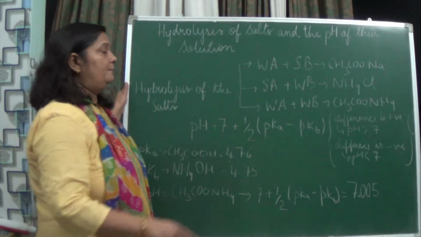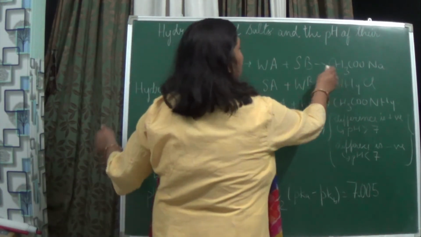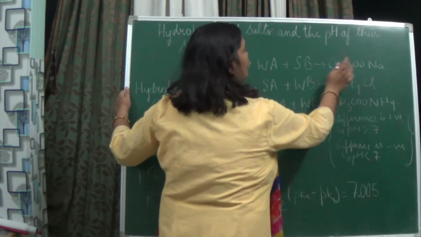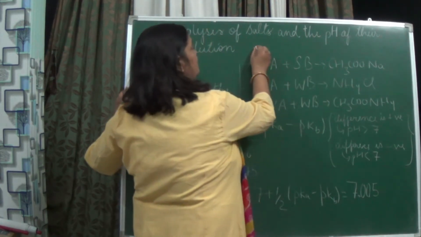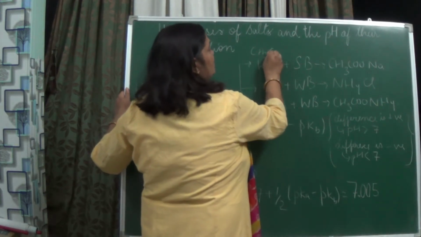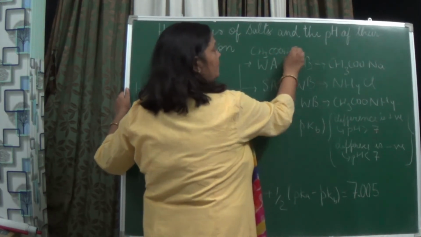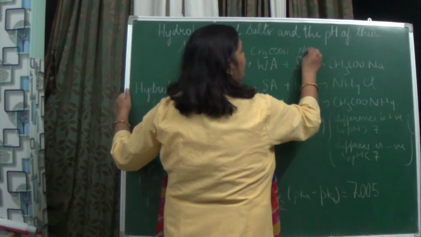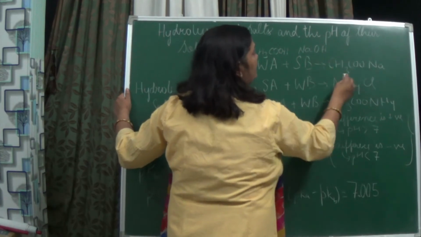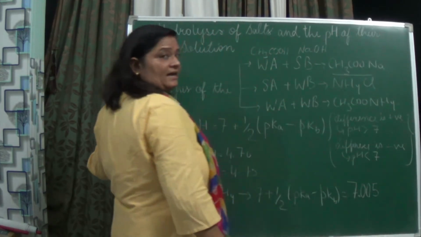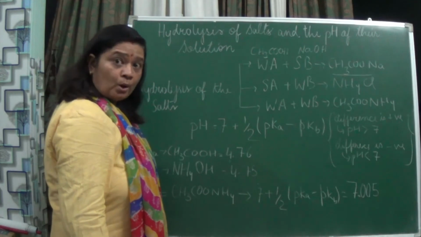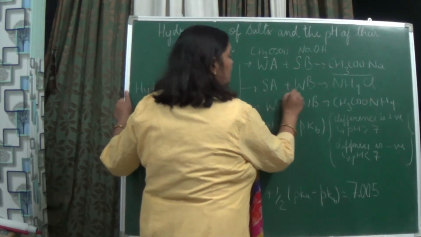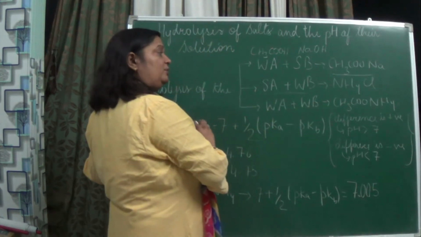The product, for example, is sodium acetate. How has it been formed? For this sodium acetate, we have taken a weak acid, which can be CH3COOH, and a strong base, for which we can take NaOH. So we will be getting sodium acetate, that is CH3COONa.